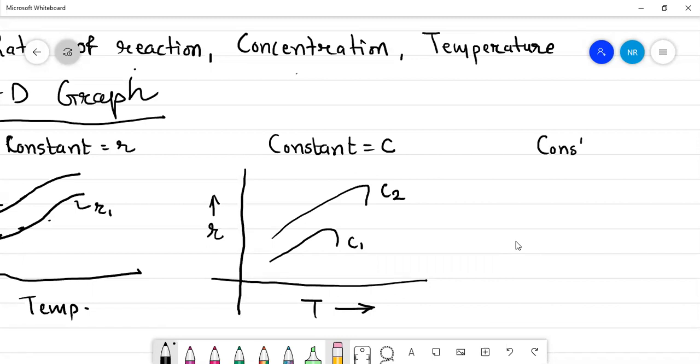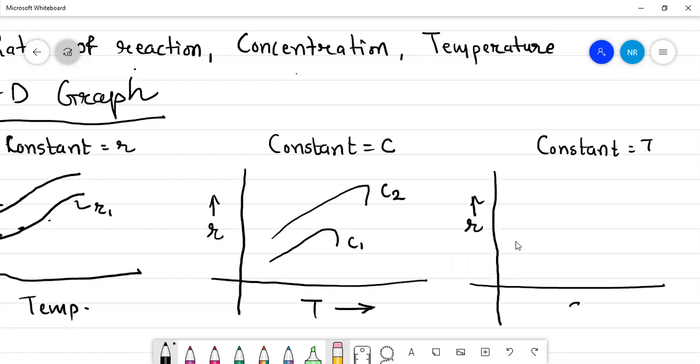Constant temperature. Then finally we can draw a graph. For example, one here, the rate of reaction versus concentration. So one temperature may give a graph like this, another temperature may give a graph like this. So here T1, here T2. So we have three graphs.